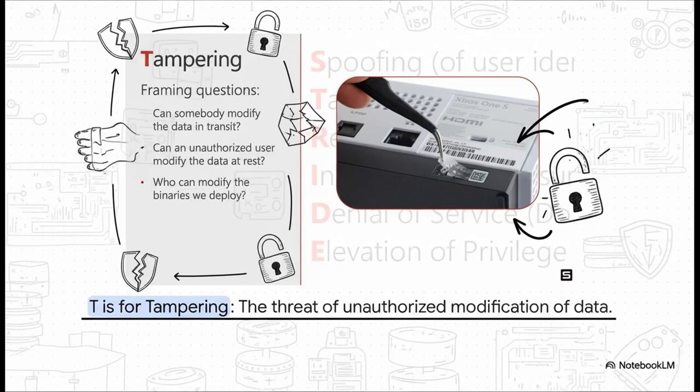Next up, let's move to T for tampering. This threat is all about the unauthorized modification of data. We have to ask, can someone change our data while it's flying across the network, or maybe while it's just sitting in our database? This is fundamentally an attack on data integrity.